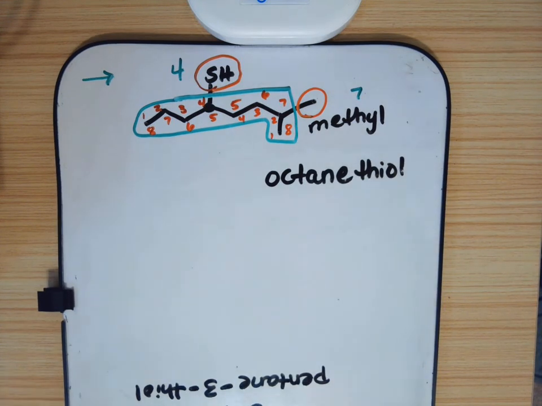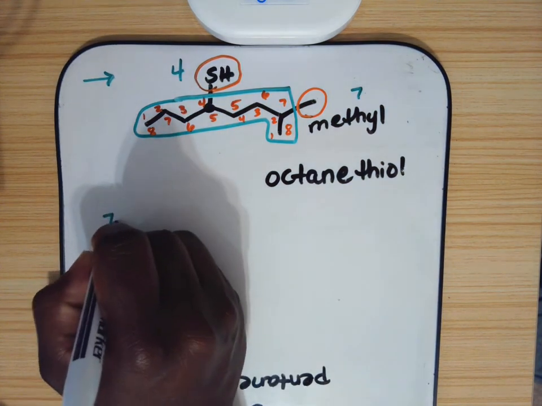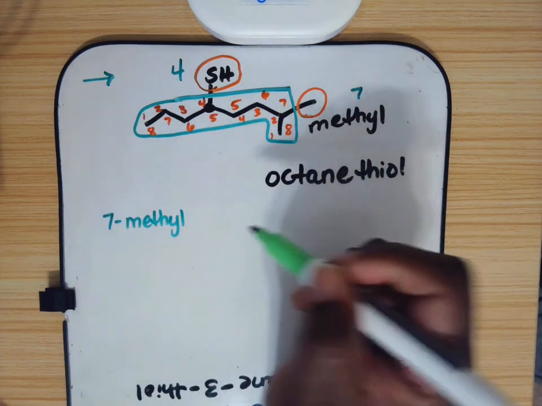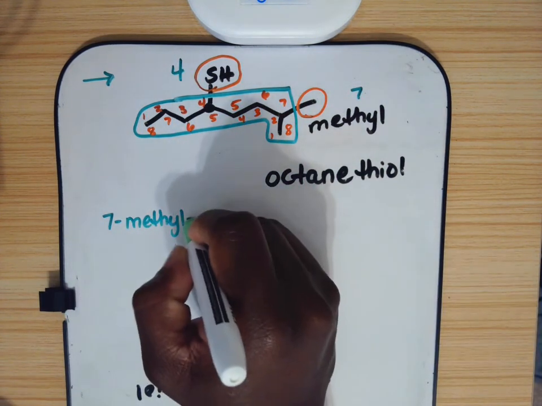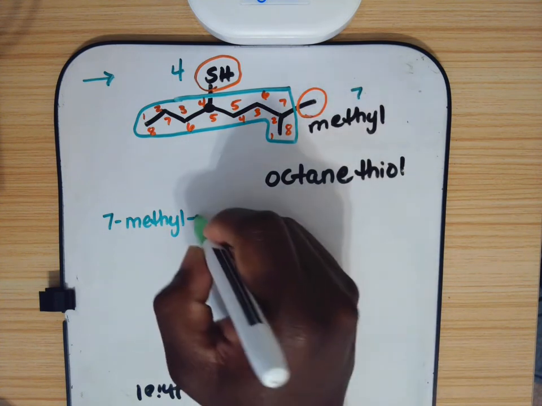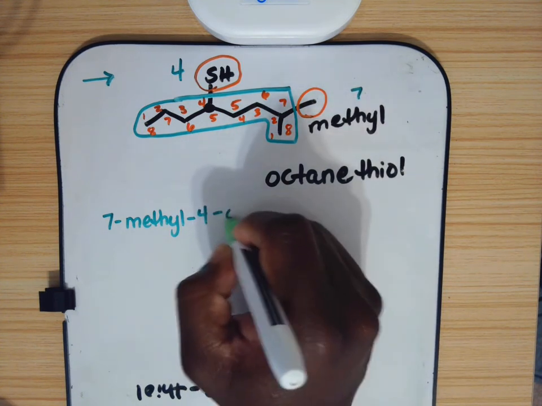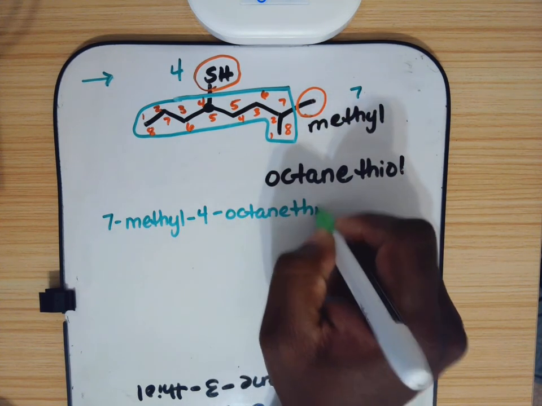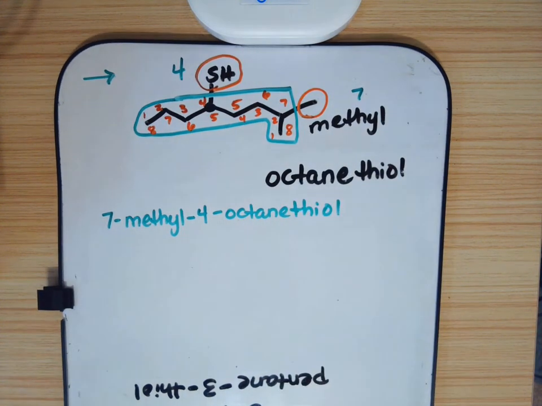You want your substituent first, and make sure you indicate where it's located, followed by the parent name, and make sure you indicate where your functional group is located. So this molecule would be 7-methyl, because again we have to separate letters from numbers using a dash, 7-methyl-4-octane thiol. And that is the IUPAC name for this compound.